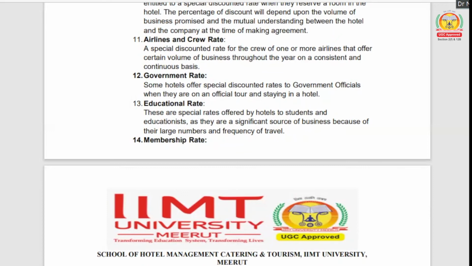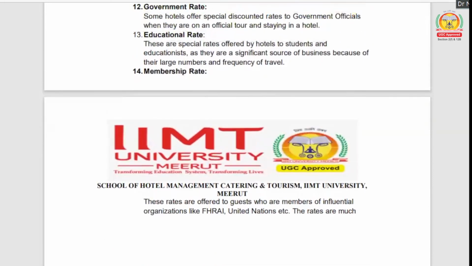Next is your education rate. Education rate is a special rate offered by the hotel to students and educationists, as they are a significant source of business because of their large number and frequent travel. So this is the education rate which is given to educationists or students with a special discount.